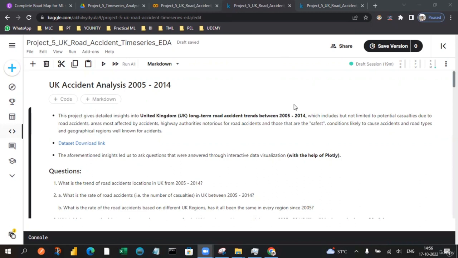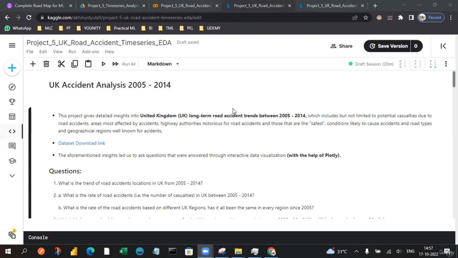Most of the affected accidents vary in the nature of the speed, and the highway authorities may not be having notice of the road accidents. So the safest way to conclude is how many accidents we are going to get in the future, and according to that we can take safety measures and look at safety conditions, like what is causing those accidents, road types, and geographical regions well known for accidents.